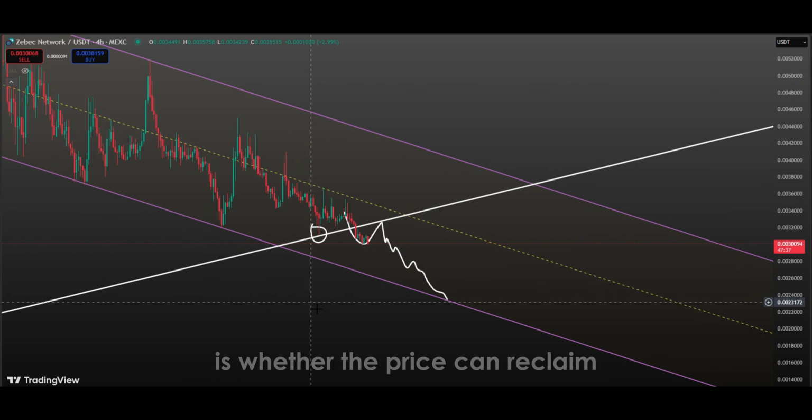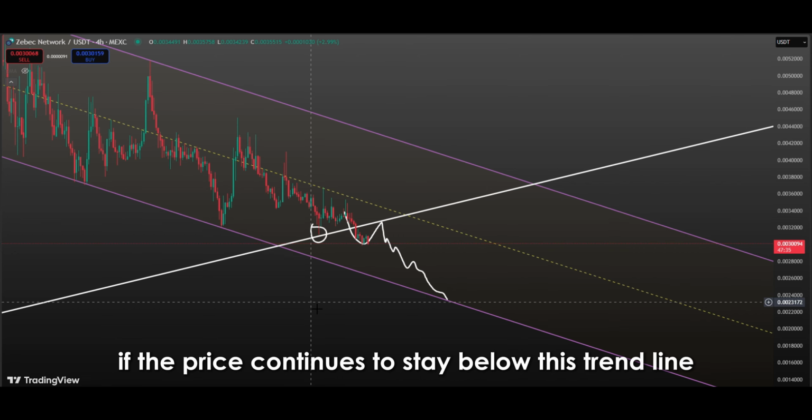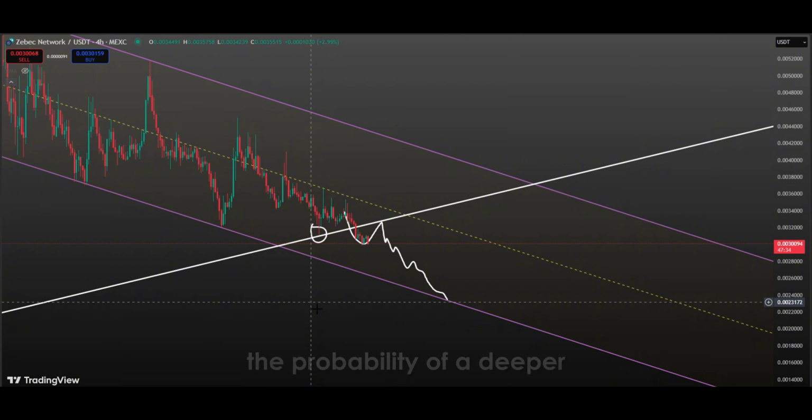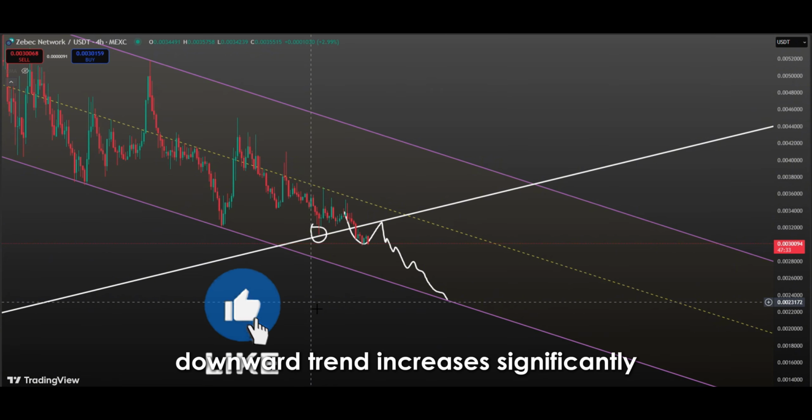What's critical at this point is whether the price can reclaim this broken uptrend line. If the price continues to stay below this trend line and fails to recover back above it, the probability of a deeper downward trend increases significantly.